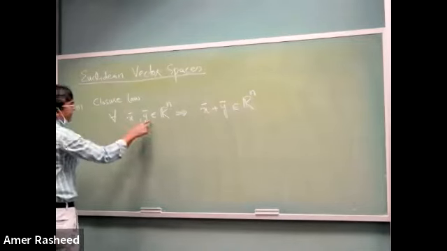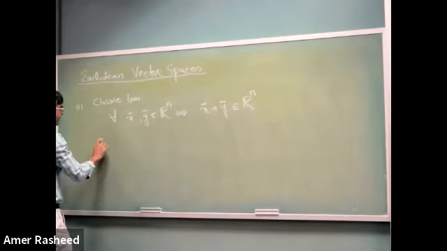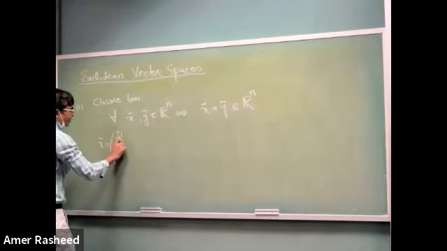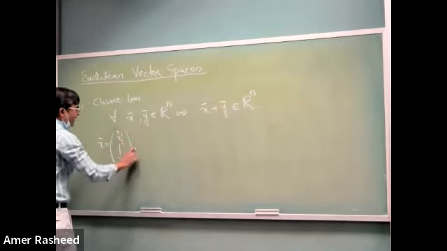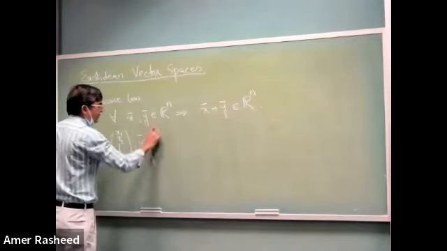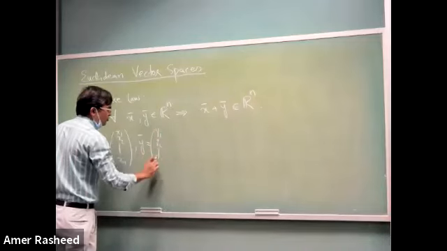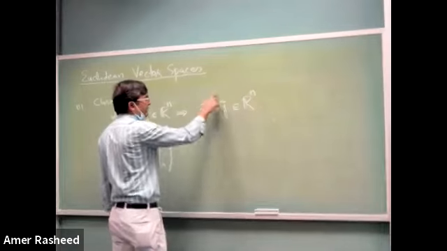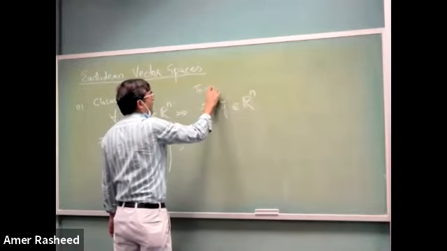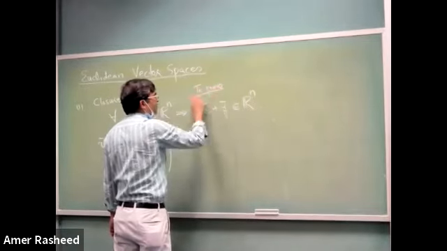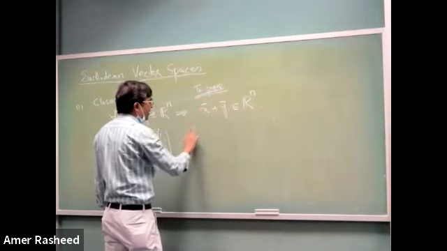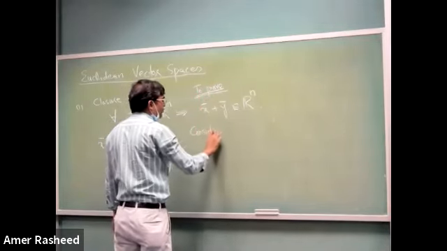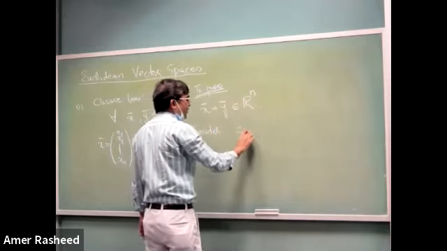So if x and y belong to Rn, then x can be written in this way: x1, x2, and so on, xn, and y is y1, y2, and so on, yn. Now, consider what we have to prove. We have to prove that x plus y belongs to Rn. In order to prove it, we consider x plus y.